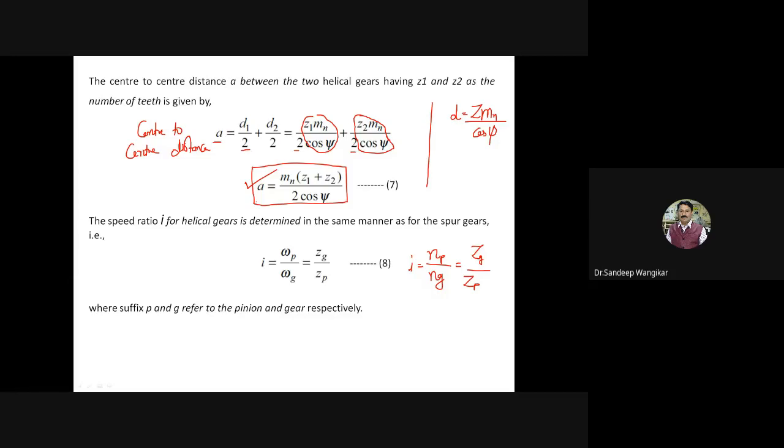Then the center to center distance between two helical gears z1, z2 is nothing but the pitch circle radius of the pinion plus the pitch circle radius of the gear. So d1 by 2 plus d2 by 2. We already have the relation D is equal to z mn divided by cos psi. I substituted the values, and we arrived at the relation that the center to center distance is equal to mn into bracket z1 plus z2 divided by 2 cos of psi. And finally, the speed ratio I is given by np by ng or zg by zp. So these are the points.